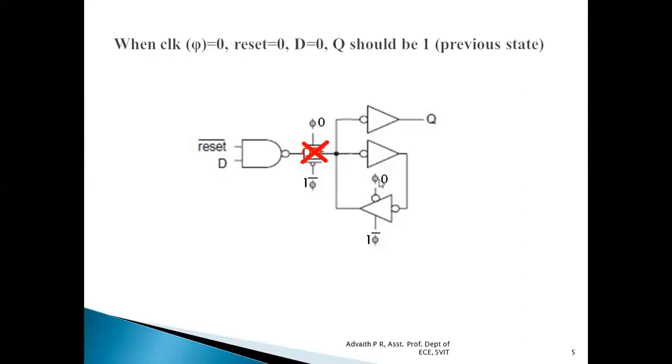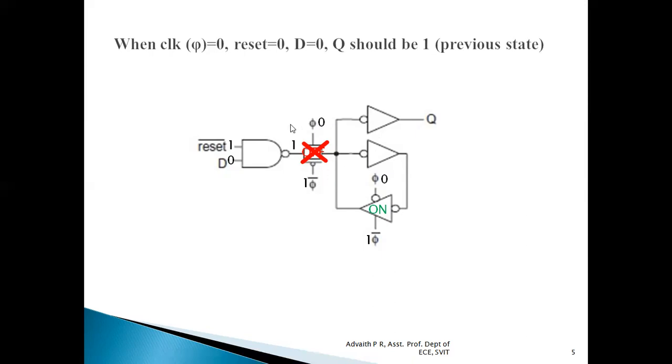Whereas when clock is 0 and clock bar is 1, this tri-state buffer is on. It acts as a closed switch. There is a connection from this point to this point of the tri-state buffer. Now, let us consider the case. When reset is 0, reset bar is 1 and D is 0. 1 NAND with 0 is 1. But this 1 cannot be transferred to this point because the transmission gate is completely open circuited because of the clock signal which we have given.